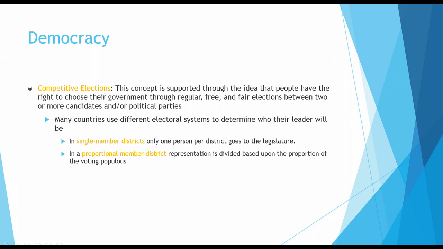All right. Democracy is made up of competitive elections. This concept is supported through the idea that people have the right to choose their government through regular, free, and fair elections between two or more candidates and/or political parties. So when we look at that, many countries use different types of electoral systems. We've got some that use single-member districts, which means that there's only one person that represents each district within the country. Some use proportional member districts, which a lot of times that means that you're going to have multiple people within a district.